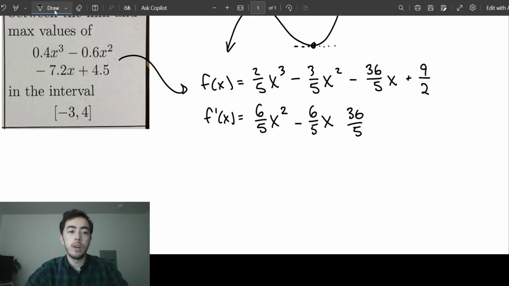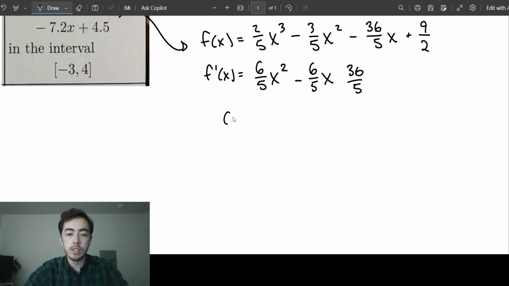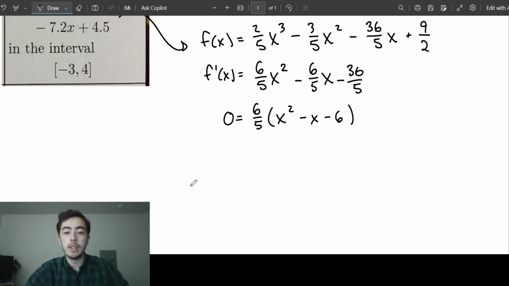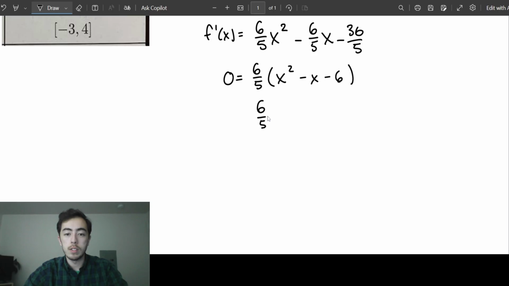Now we need to find when our derivative is 0, so we can just set that equal to 0. I think factoring out a 6/5 is going to be pretty helpful here. So I'll get x squared minus x. Oops, this was a minus 36/5. So right now it's going to just be the number 6, it looks like. And then I could factor the right side. This is x minus 3 times x plus 2.